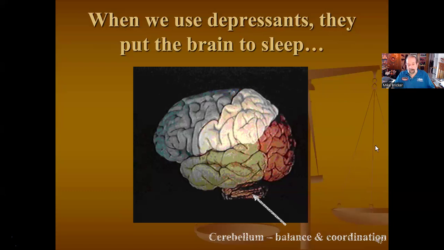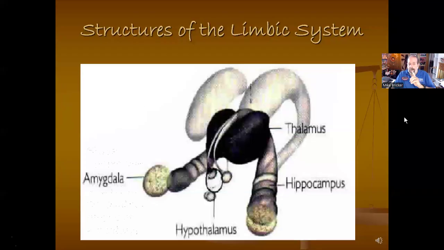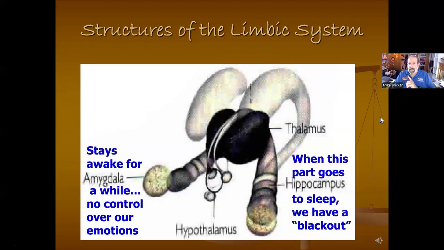Then finally the occipital lobes and then finally the cerebellum and all that. So these structures of the limbic system, now the outside of the brain, the gray wrinkly part, is asleep. Now we're into the monkey brain. Now the monkey brain, the amygdala stays awake for a while. So now we've got no control over our emotions, and often anger and sadness and getting all weepy and all that kind of stuff. That's because the amygdala is still awake.